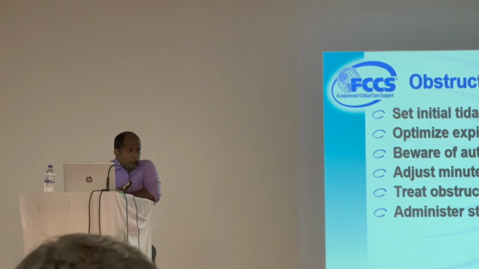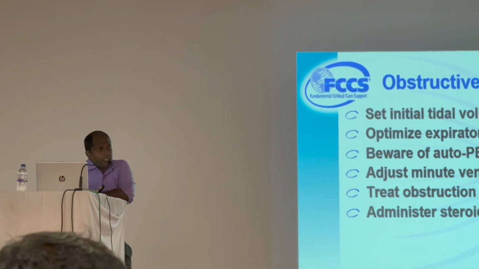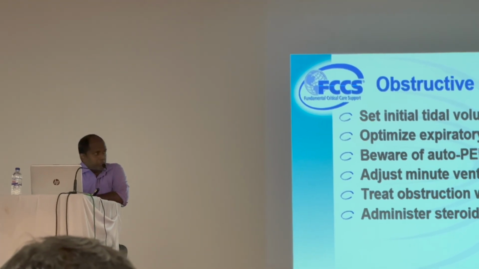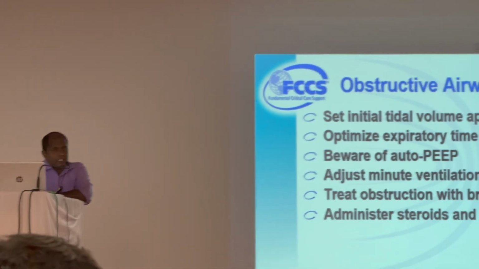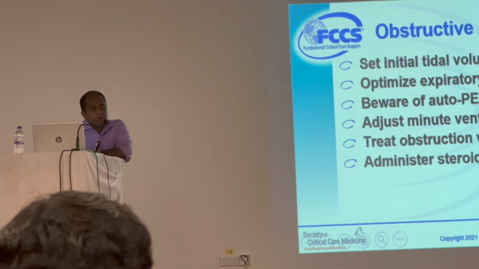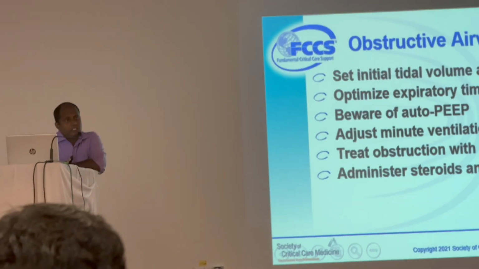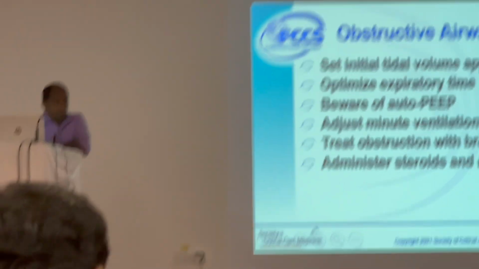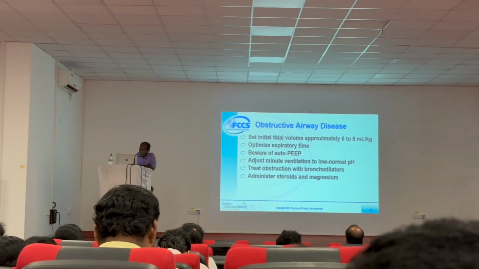Here, you no need to bother about the pH. You can keep a low normal pH. And again, reduce, that's important. Asthma or COPD, you should reduce the resistance by giving bronchodilators or magnesium or steroids.